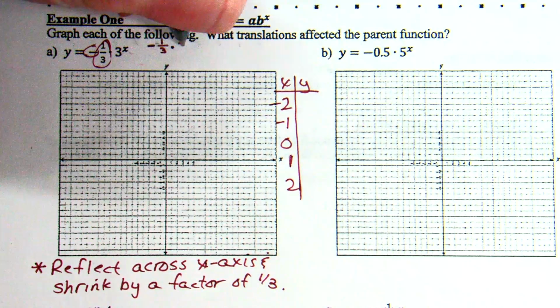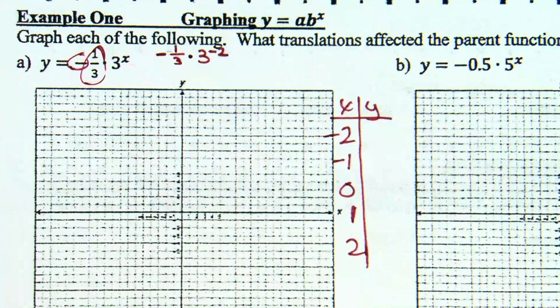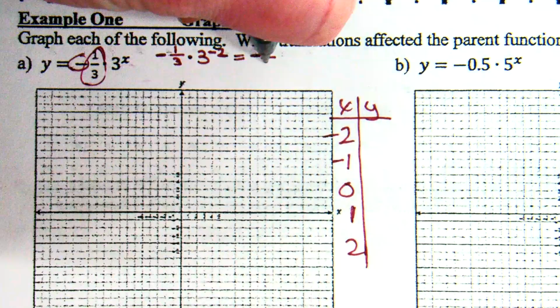On the first one, negative 1/3 times 3 to the negative 2. How do I deal with that negative exponent, other than putting it in the calculator? The magic, the bar thing? I agree. Negative exponent says you flip it, right? So it's going to go to the denominator. It's still going to be negative 1/3, but it's going to be 1 over 3 squared.